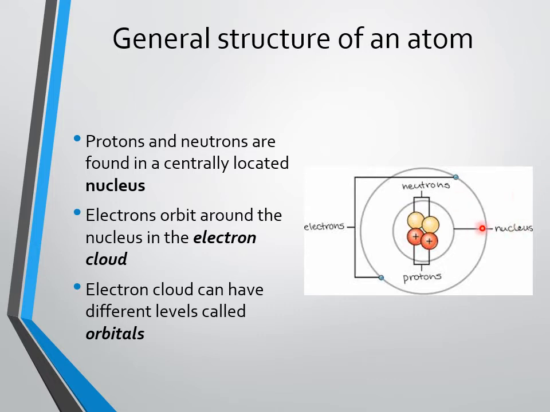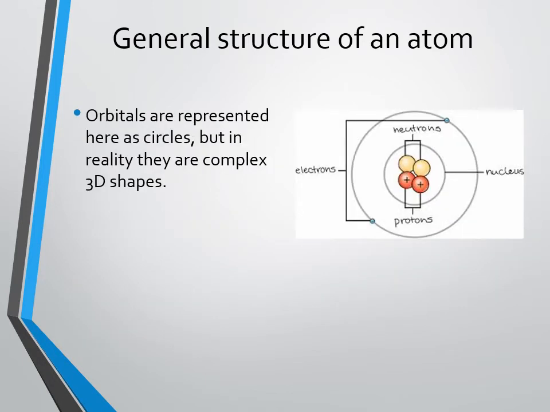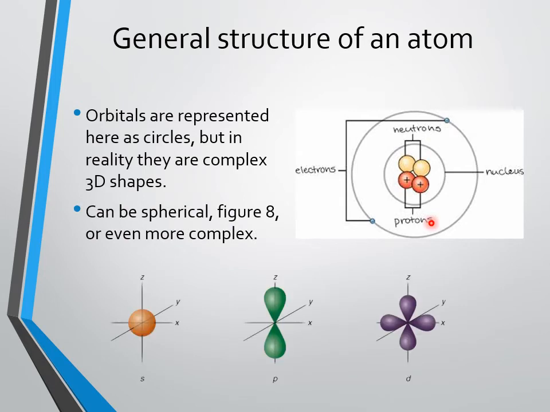So there will be different electron clouds going out here. You can have up to 8 coming out, and they'll go out further and further. Orbitals are represented here as circles, but in reality they're a complex 3D shape. They are spherical or figure 8, or they can be even more complex and have other things going on.